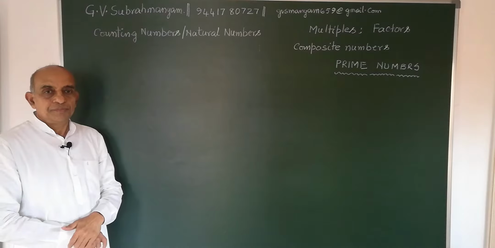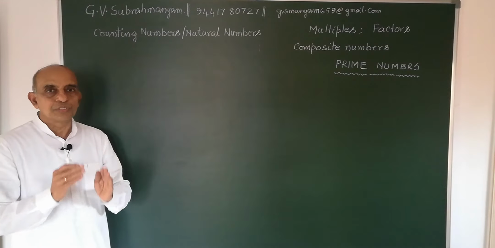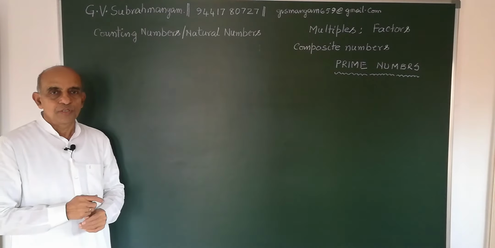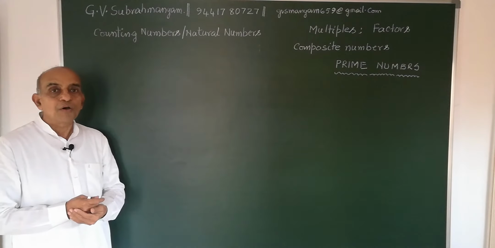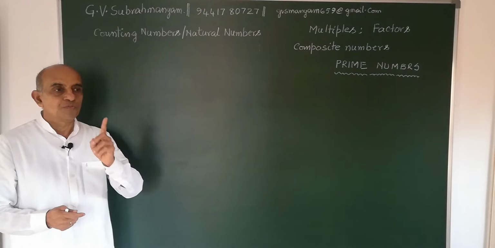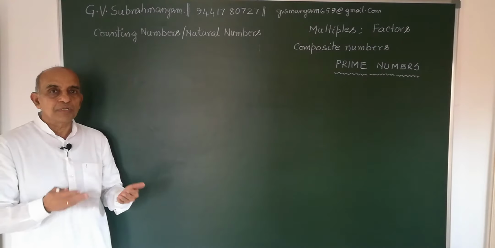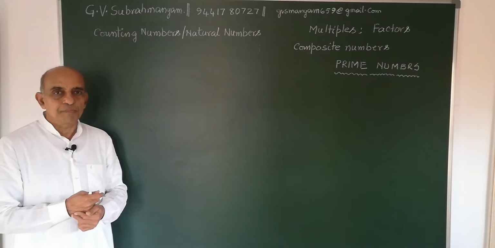Now children, when you are setting the books in your bookshelf, you may have say 5 books. How do you count them? 1, 2, 3, 4, 5, like that. That is why these numbers are called counting numbers.